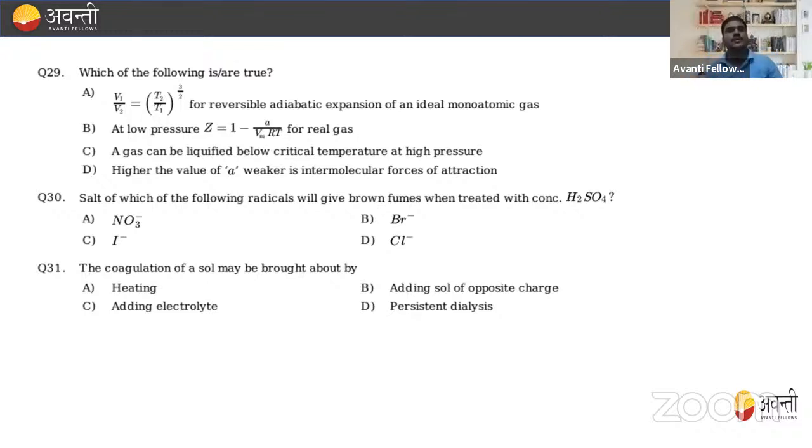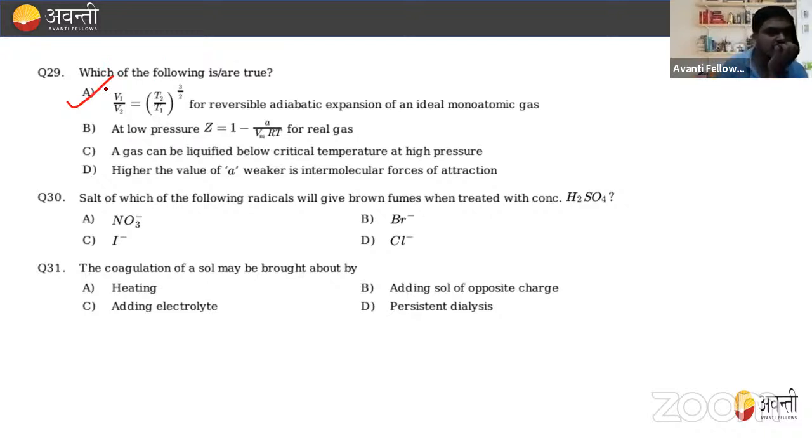Okay, so which of the following is/are true? So A is V1 upon V2 is equal to T2 upon T1 to the power 3 by 2 for the reversible adiabatic process. So is it true? This is question number 29, I guess, right? Yeah. So for an ideal monoatomic gas, when gamma is equal to 5 by 3, the adiabatic equation of expansion is T1 V1^(gamma minus 1) = T2 V2^(gamma minus 1). So V1 upon V2 comes out to be T2 upon T1 to the power 3 by 2. This is absolutely correct. So this is the correct one.